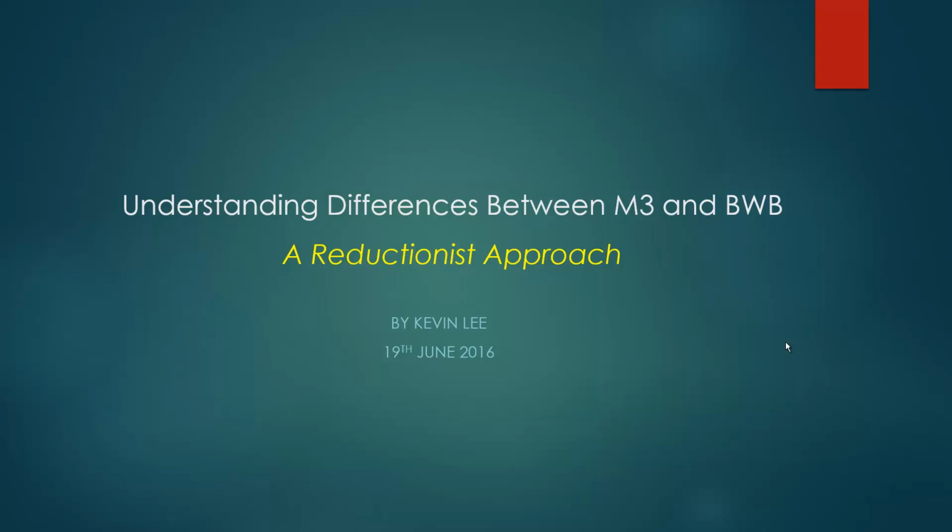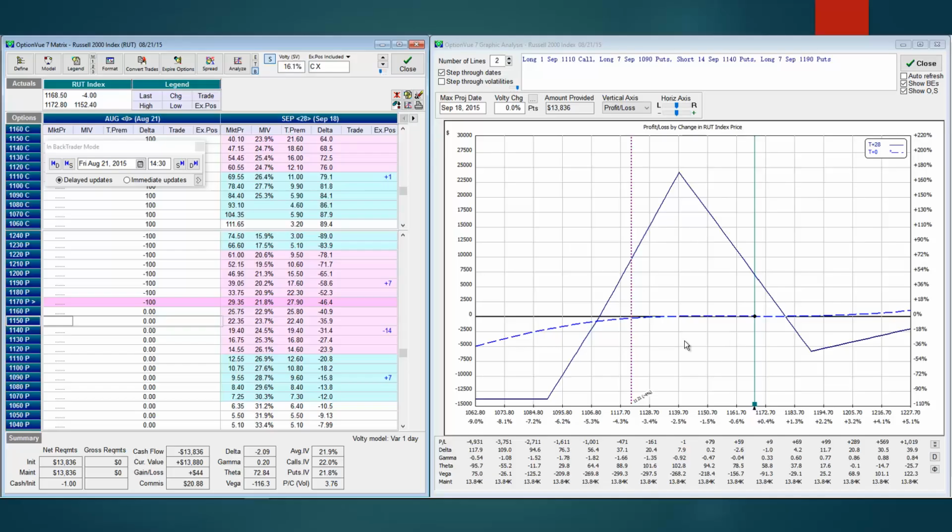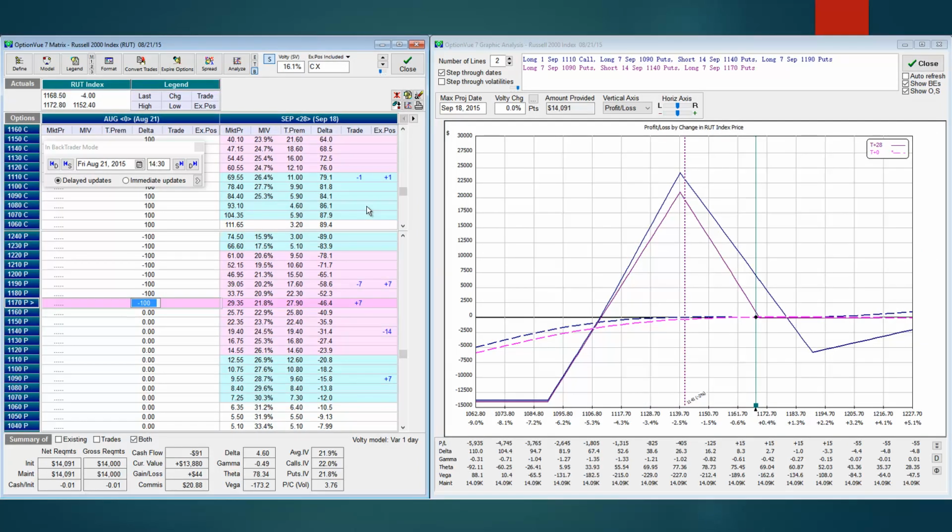Engineers like to break down complex systems or problems into simpler ones. We keep simplifying things until we get to a format that we're familiar with and is easier to analyze. So let me show you how that works for options. Now here I've got an M3, which is a regular butterfly, plus a deep in the money call. Whereas for a broken wing butterfly, it is nothing more than a regular butterfly plus a vertical spread.